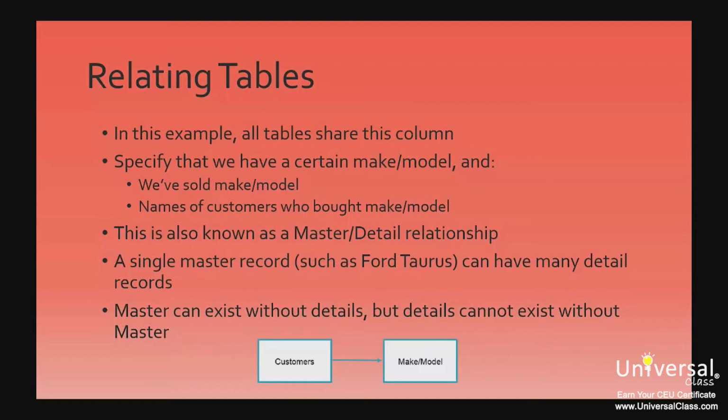In this type of relationship, a single master record, such as Ford Taurus, can have many detail records, such as how many were sold, which customers bought that, and so on. It's possible for a master record to exist without details. However, it is not possible for detail records to exist without a master record.